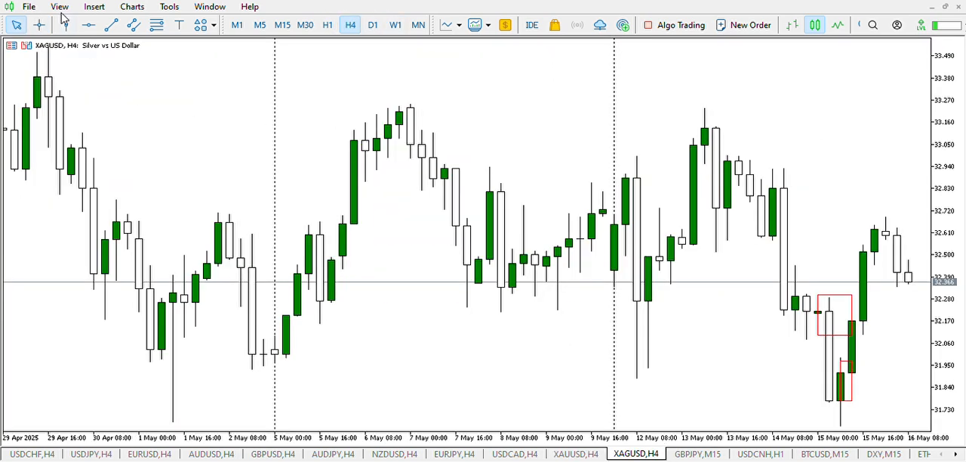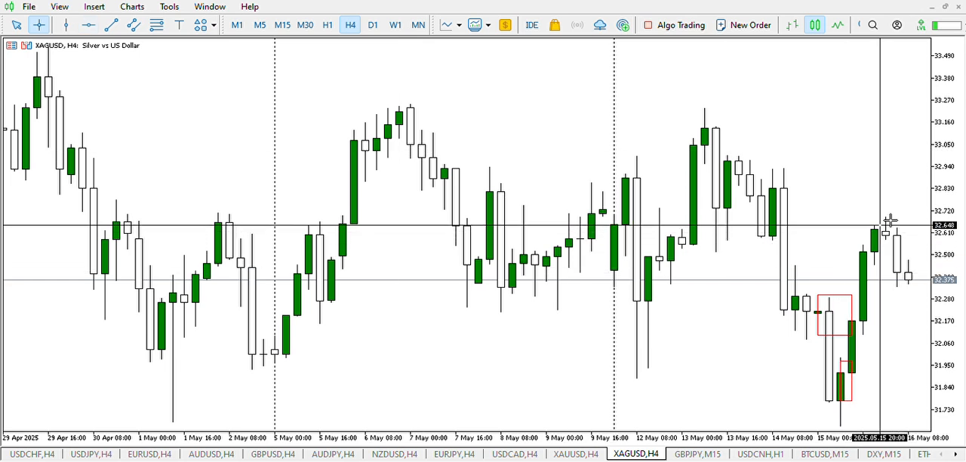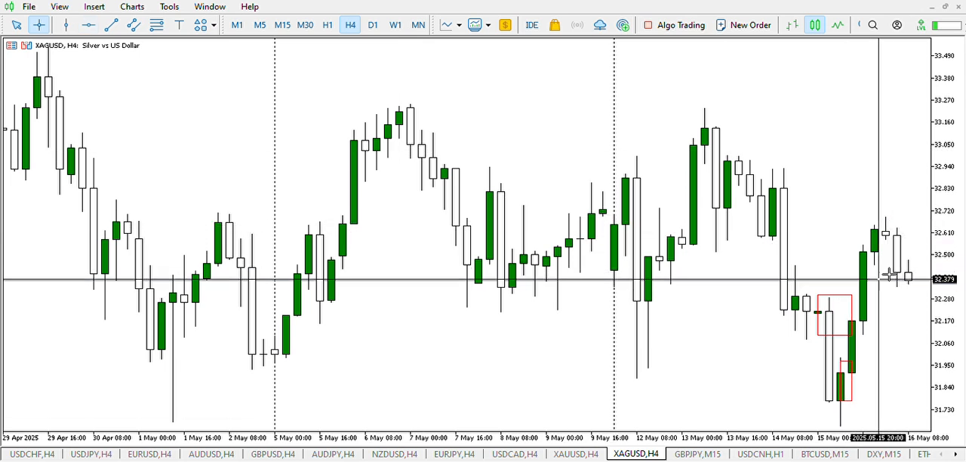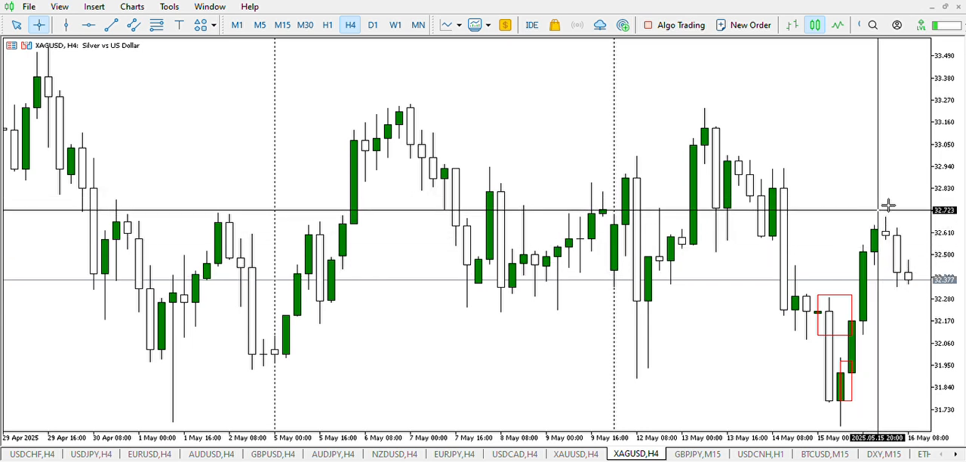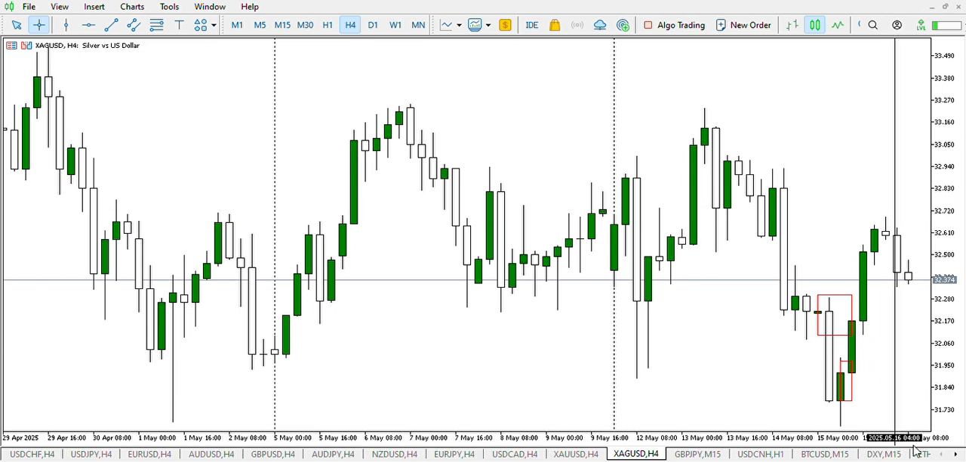So right here we can see on silver we have this resistance here. Nevertheless, this is a weak resistance, so later in the day in my opinion, I expect this resistance to be broken, as it is unlikely to hold.